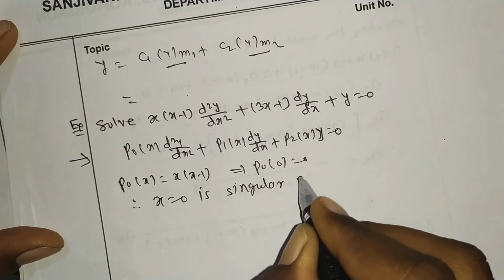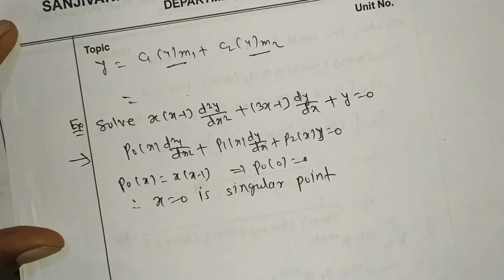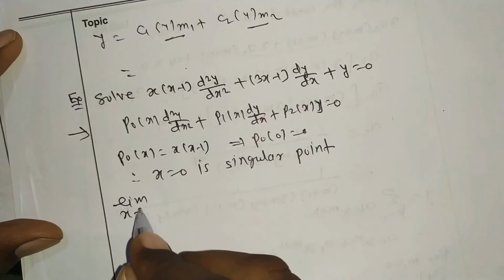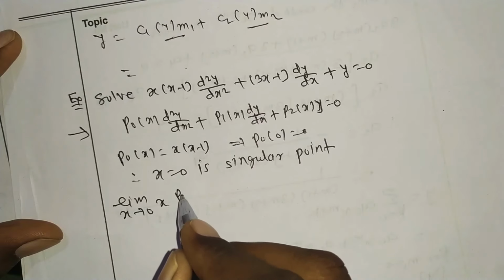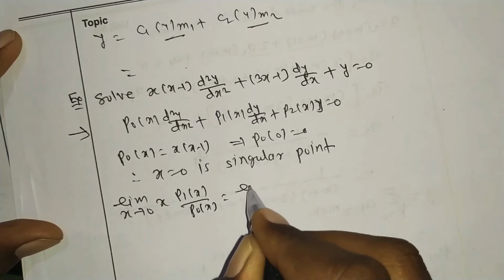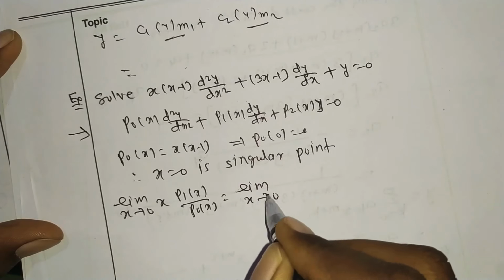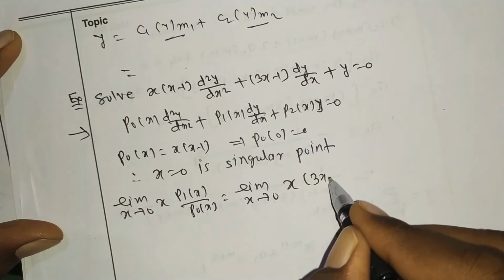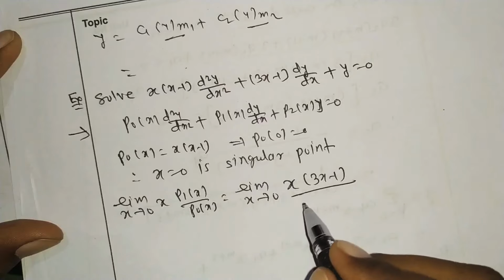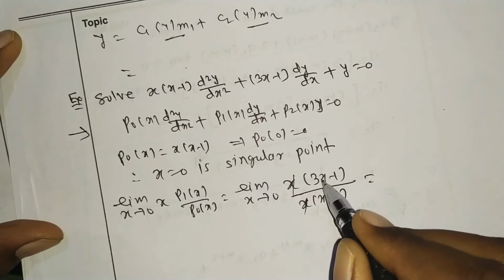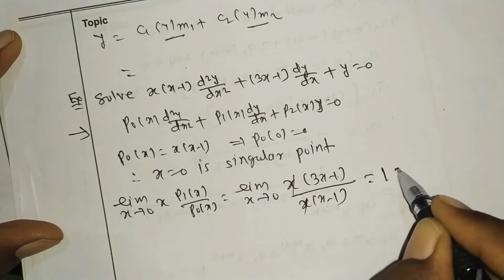Now if x equal to 0 is a singular point, then we have to check whether x equal to 0 is a regular singular point or not. So how do we check that? Using these two conditions. First one is limit x tends to 0, x p1(x) upon p0(x), which is equal to limit x tends to 0, x into (3x minus 1) upon x(x minus 1). So this x gets cancelled. Here if you put x equal to 0, 0 minus 1 upon 0 minus 1 is 1.